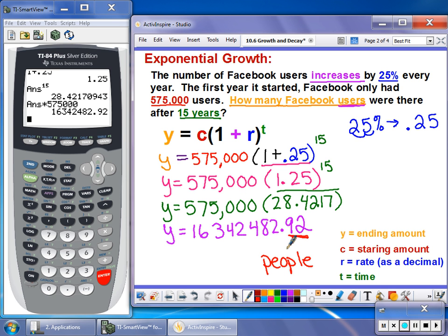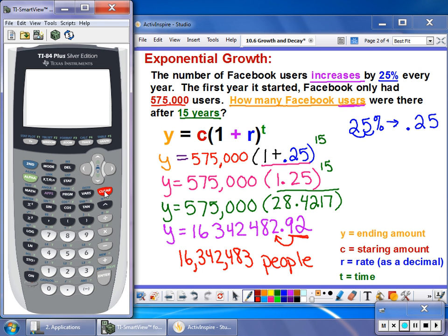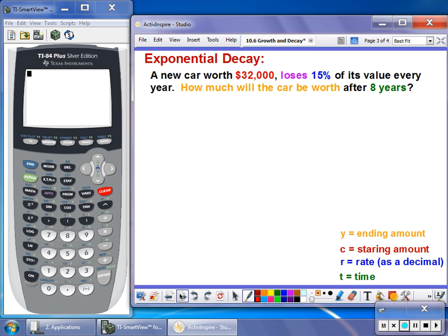So what I'm going to do is use this to round up. So what I really have is 16,342,483. And once I put my commas in there, I can see that I have 16,342,483 people. And now that I'm all the way through the problem, I can clear it and get myself ready for my next problem.